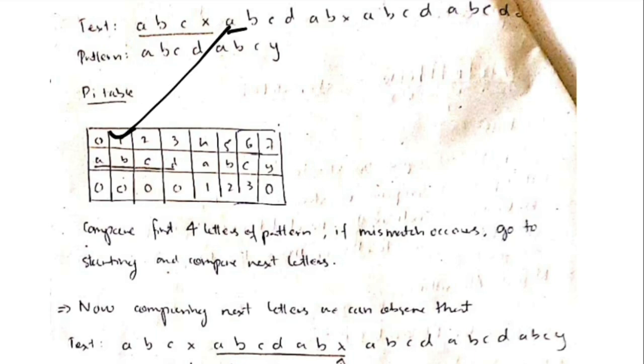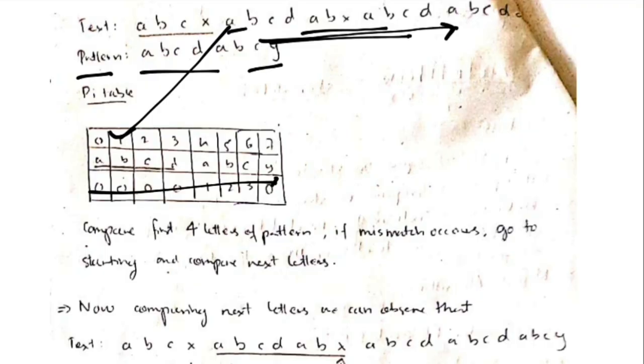Again we will compare these both. Like that we will go till here. If this pi table ends here, that means the text exists in the main text. Okay, so the pattern exists in the main text, or else it doesn't exist.